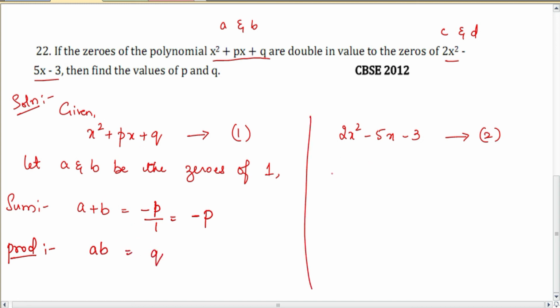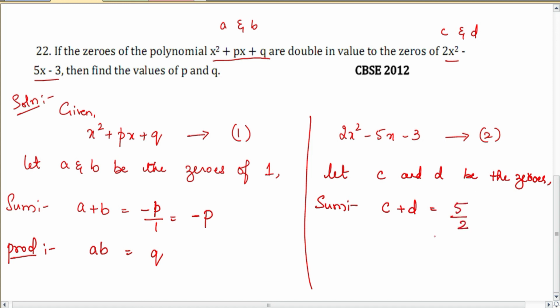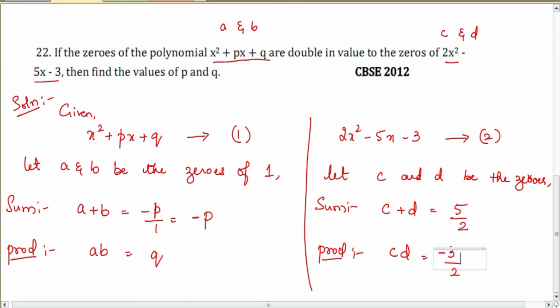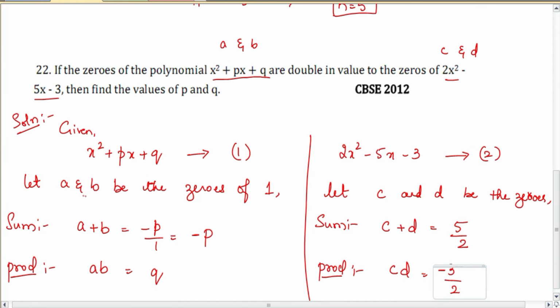Now here let c and d be the zeros of the second polynomial. So what is the sum? c plus d is minus b by a, which is minus of minus 5, is plus 5 by 2, and the product c into d is c by a, that is minus 3 by 2. This is the product.